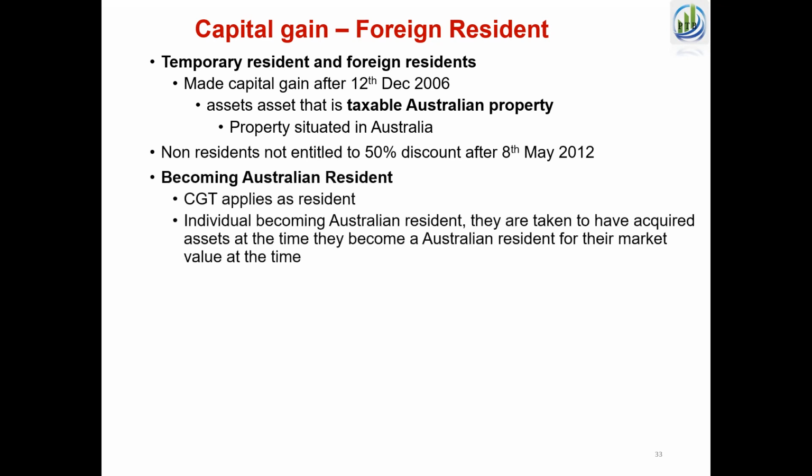Becoming an Australian resident. Assume that a person just came to Australia and is an Australian resident for tax purposes. How does capital gains tax work? The day they become an Australian resident, that's the day they are liable for all the capital gain from Australia and outside of Australia. So how are we going to understand this? For example, a person moving here as a skilled migrant now gets Australian residency for tax purposes. Assume that he got Australian residency on 1st of January 2020, right?